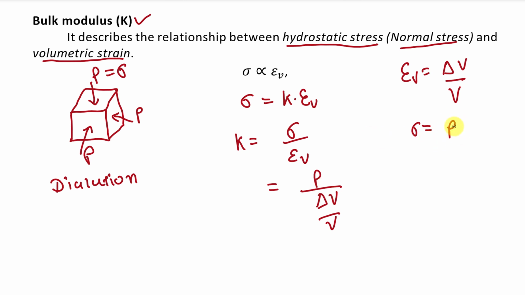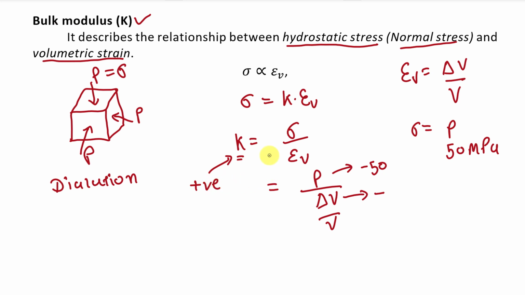Let's say the value of pressure is given as 50 megapascal, then we have to take P equal to minus 50 because it is compressive in nature, right? And if we are applying compressive load, then volume is going to decrease. So we have to take volume change, meaning delta V, as a negative value. So this minus sign will cancel out, and we will get the value of K as positive. So you have to understand that the value of bulk modulus is always positive.